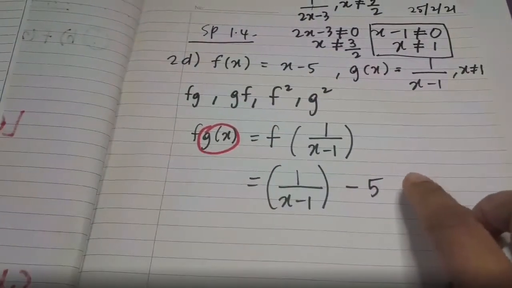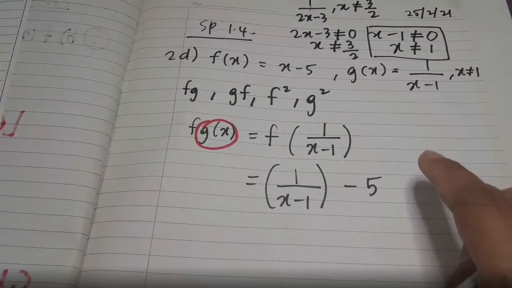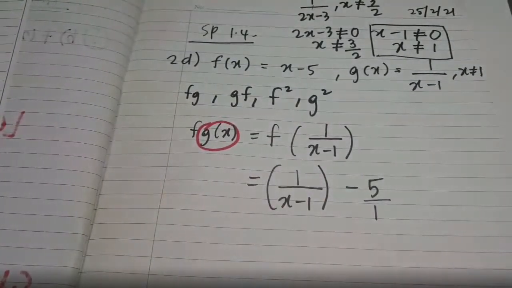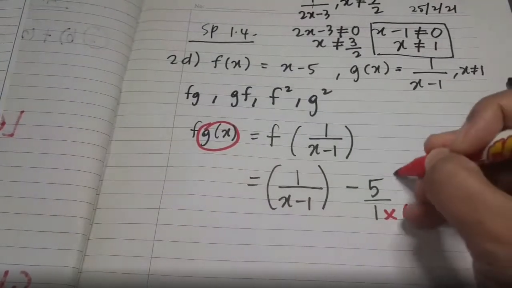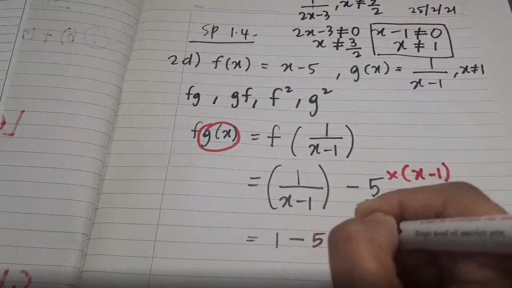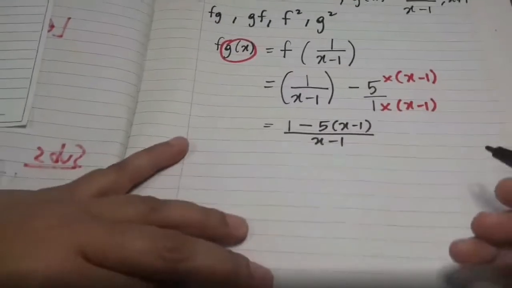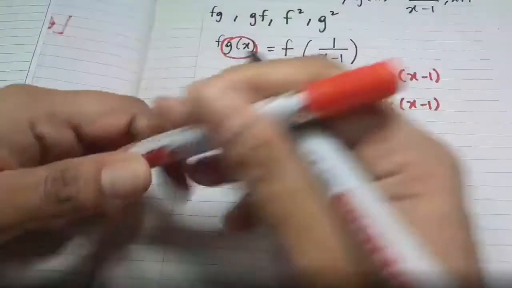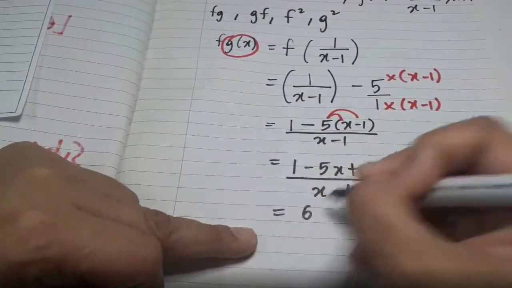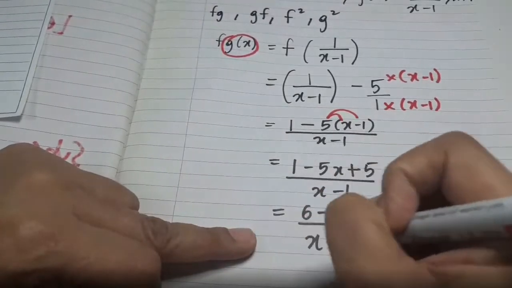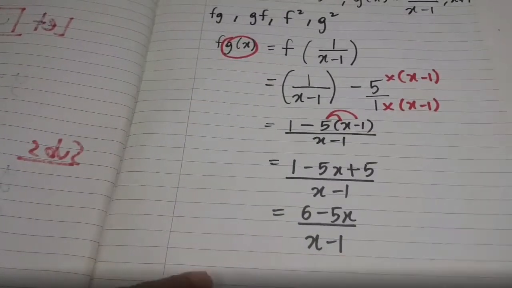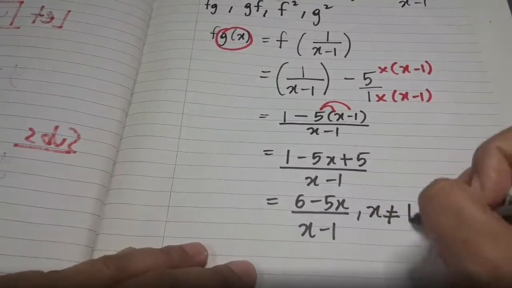Okay, this is a fraction minus 5. So, this is minus 5 over 1. Make the denominator the same. We multiply with x minus 1, and here we multiply x minus 1. So this is 1 minus 5(x minus 1) over x minus 1. 1 minus 5x, we expand, then we plus 5 over x minus 1. So final answer 1 plus 5, 6 minus 5x over x minus 1. Okay, that is fg. And the property of this fraction, x cannot equal to 1.